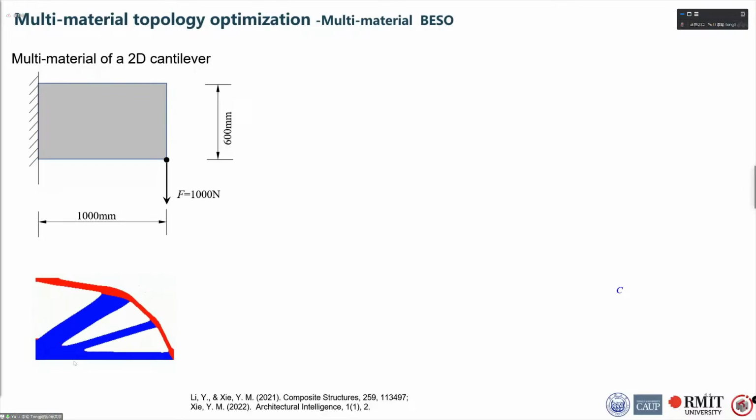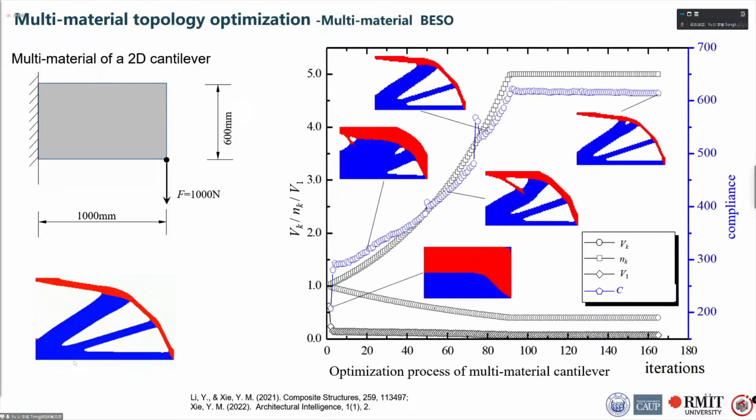After about 100 iterations, a reasonable multi-material distribution is achieved. The steel material is mainly located in the upper region of the cantilever, responsible for tension, and the concrete is mainly distributed in the lower region of the structure, responsible for compression. The two materials form an efficient composite structure.